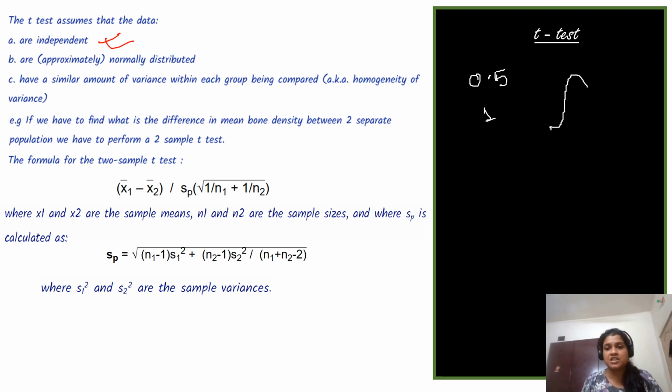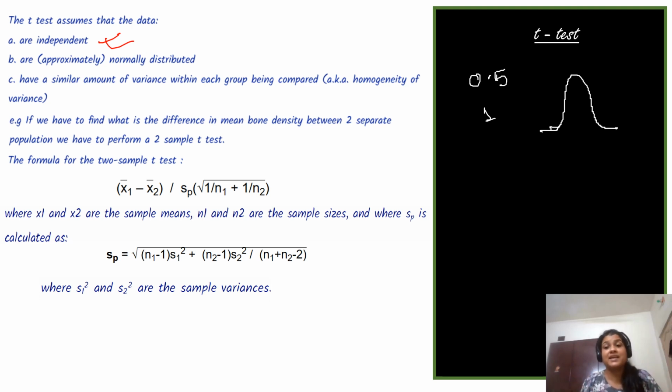at least partially normally distributed, based on this bell curve. And another is that they have a similar amount of variance within each group. Within each group there should be a similar type of variance, if we have to consider that group eligible for a t-test.